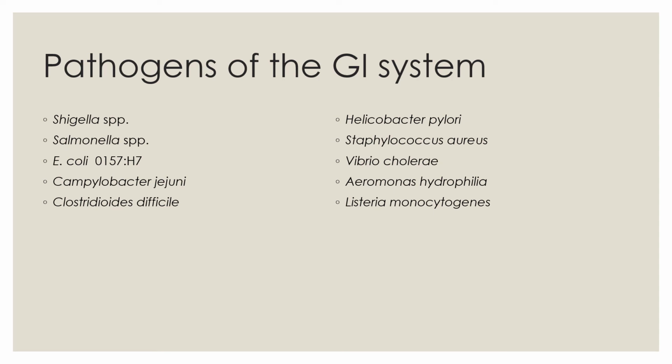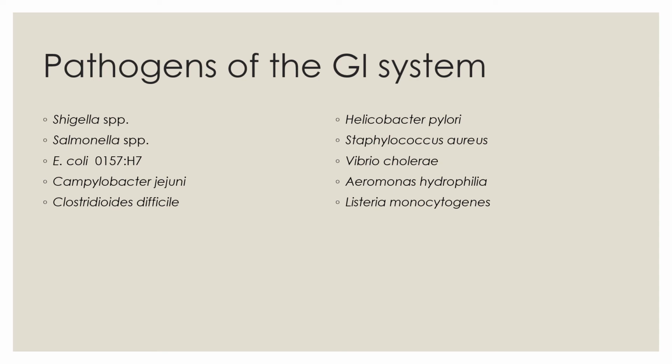We also talked about E. coli 0157H7, that's the Shiga toxin producing strain of E. coli. Talked a little bit about Campylobacter jejuni, that's a common gram-negative spirochete that causes diarrhea 7 times more than Shigella or Salmonella does. We have Clostridioides difficile, that's associated with antimicrobial overuse. Wipes out your normal flora and causes pseudomembranous colitis.